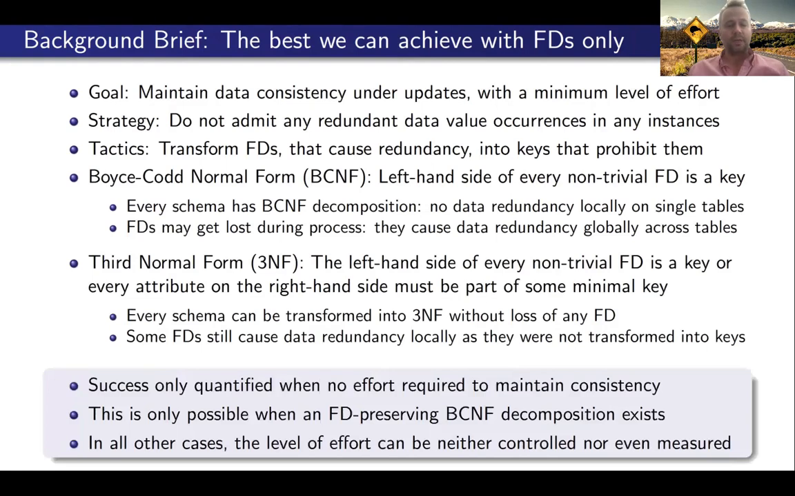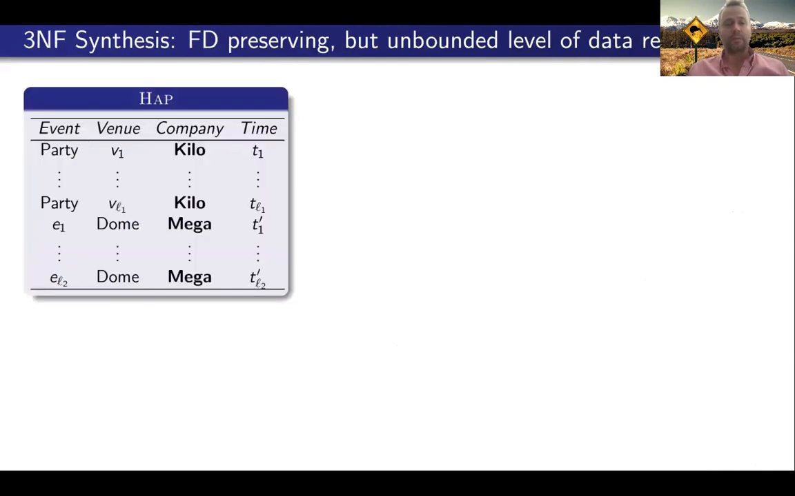So ultimately, we can only quantify the success of normalization when no effort is required to maintain consistency, when everything has been transformed into a key. That's only possible when an FD-preserving Boyce-Codd normal form decomposition exists. In all the other cases, the level of effort cannot be controlled nor even measured.